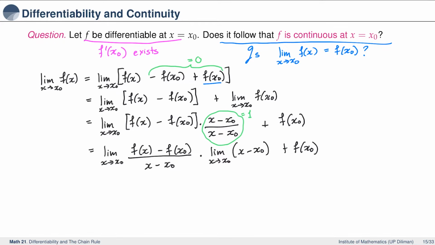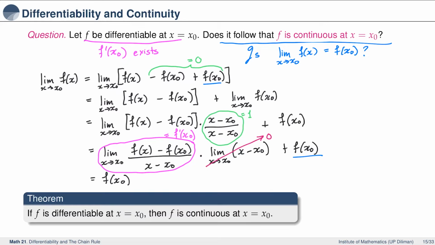And notice that the first factor in the first term is actually what? The derivative at x naught, right? For the second factor, we can evaluate the limit of x minus x naught as x approaches x naught. So this will give us 0. So that leaves us with f of x naught. This proves then the theorem that if a function is differentiable at x equal to x naught, then it must follow that the function is continuous at x equal to x naught.